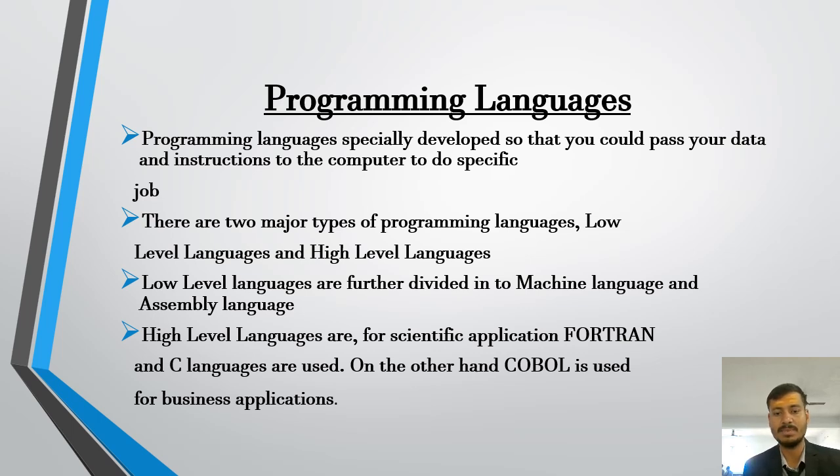Programming languages are especially developed so that you can pass your data and instructions to the computer to do a specific job. There are two major types of programming language, low level language and high level language. Low level languages are further divided into machine language and assembly language. For scientific applications, Fortran and C language are used. On the other hand, COBOL is used for business applications.